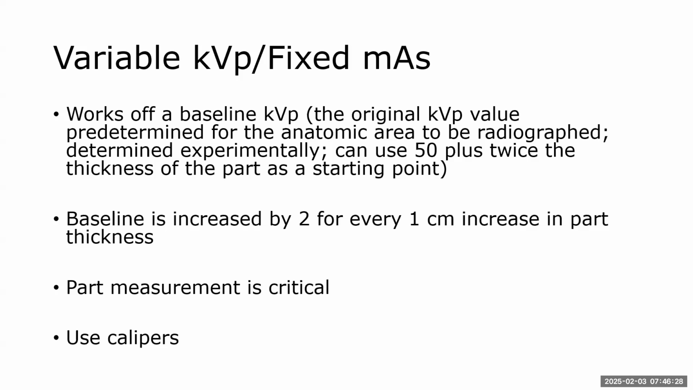But in our case, if 50 is the base, then remember we used, for every 1 centimeter increase in the part thickness, you increase it by 2 kVp. Remember that? So part measurement is critical when you're talking about a variable kVp fixed mAs chart. You would use calipers for that. Remember the calipers that you guys use to measure each other?